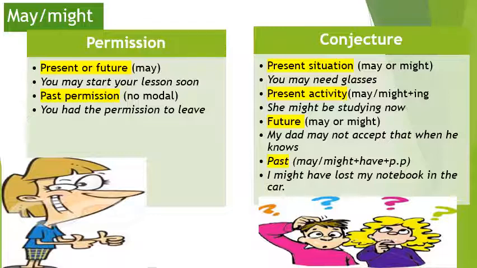Again, now we are talking about the past conjecture, which consists of may or might plus have and the past participle form of the verb. I might have lost my notebook in the car. Okay, like the other modal verbs, if you want to indicate the past, use have and the past participle after the modal verb.